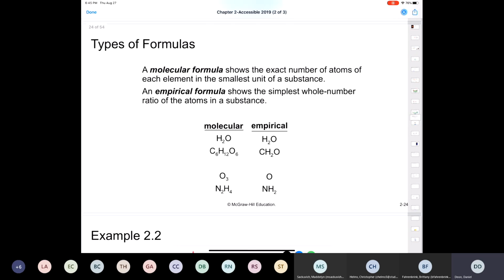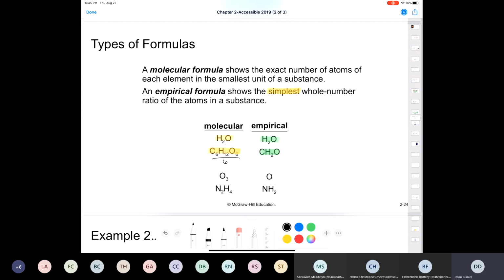An empirical formula shows the simplest whole number ratio of the atoms in the substance. So they have some terms in common here, right? Whole number, right? But the difference is that in an empirical formula, it's the simplest whole number ratio. Let me show you an example. If you look at the molecular formula of water, H2O, there's no way I can simplify that down to any lower whole number ratios. And so my empirical formula is still going to be H2O. If I look at glucose, which is C6H12O6, if I divide all of that by 6, I end up with the simplest possible whole number ratio, which is CH2O.